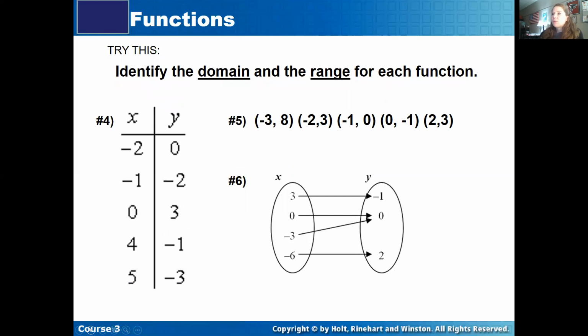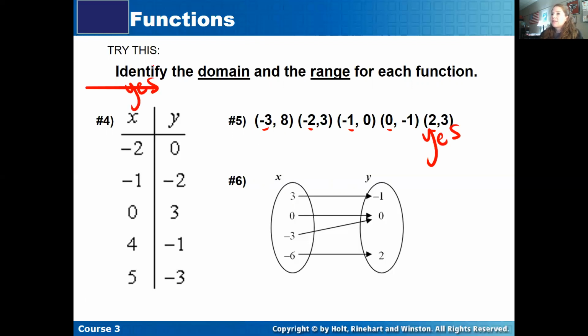What about number 4? Look at your X's. They're all different. So it is a function. Look at number 5. Look at our X's. Are our X's all unique? Yes, they are. So this is a function. And this is a function.